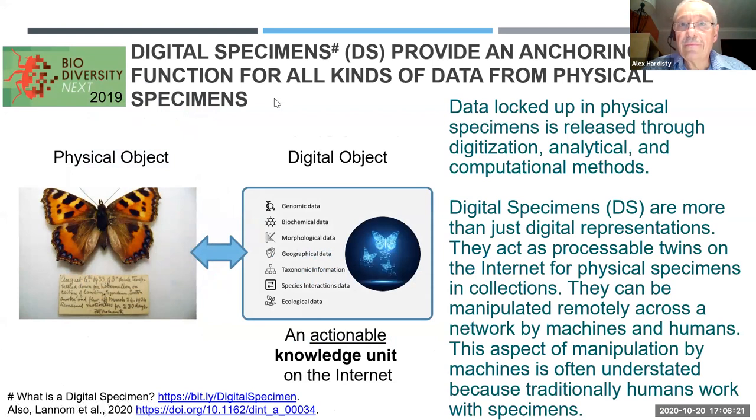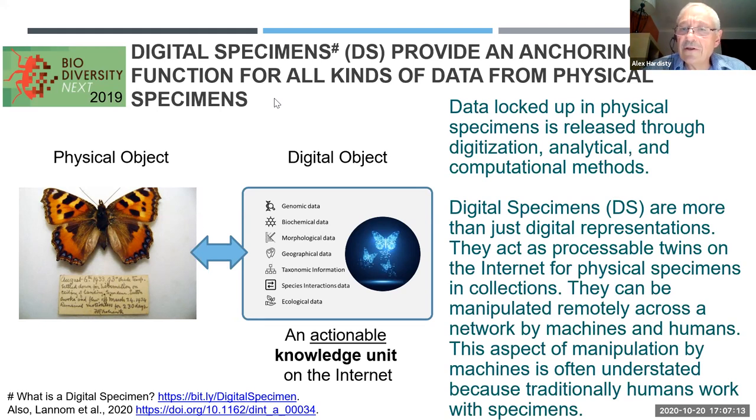Okay, so a year ago at the Biodiversity Next event in Leiden in the Netherlands, we, I mean DISCO, introduced the idea of digital specimens to the community. We described digital specimens as providing an anchoring function for all kinds of data from physical specimens, not only the data which can be directly obtained from the physical object itself, but data that can be derived by other kinds of analysis and computational methods, like genomic data and species interaction data and ecological data and biochemical data and so on and so forth.